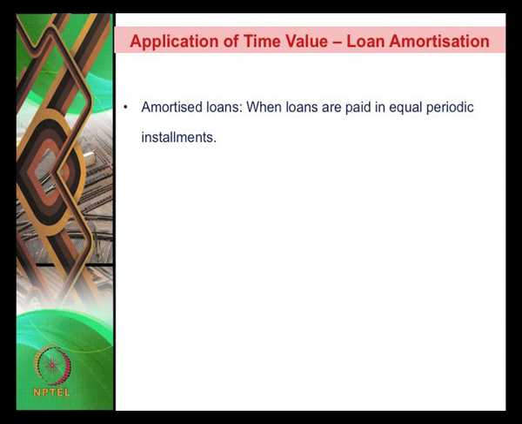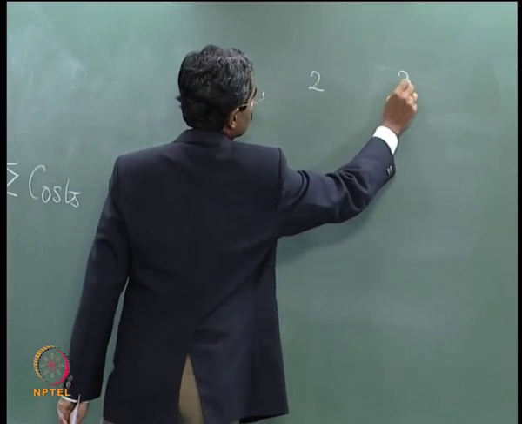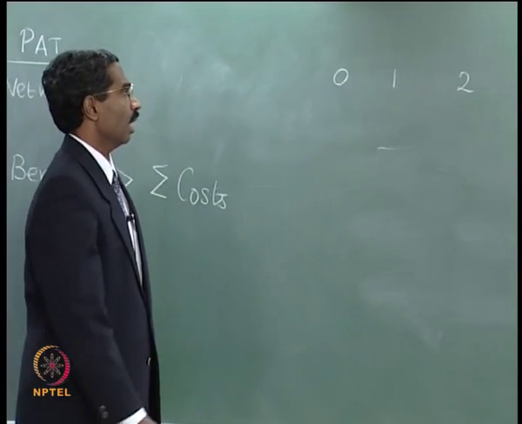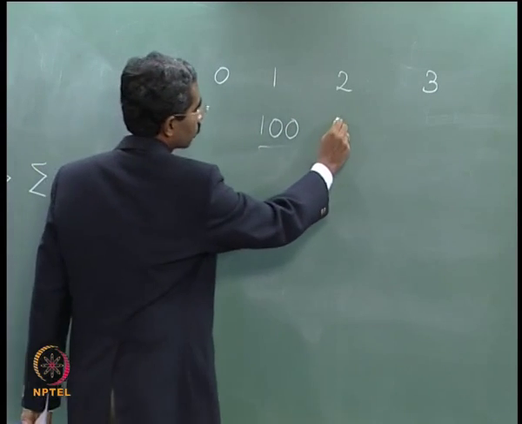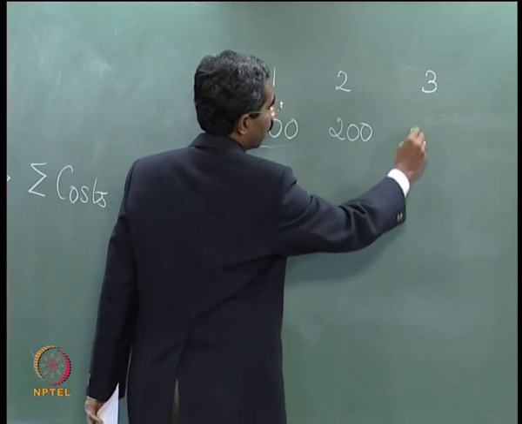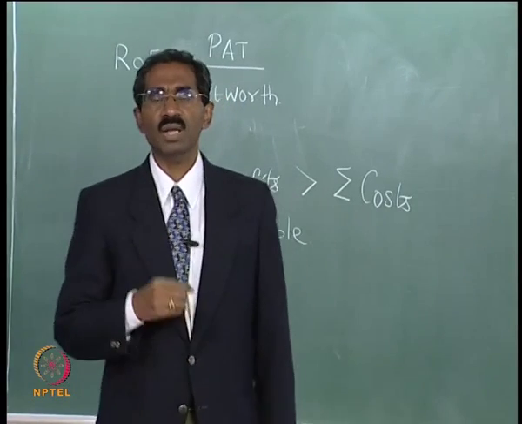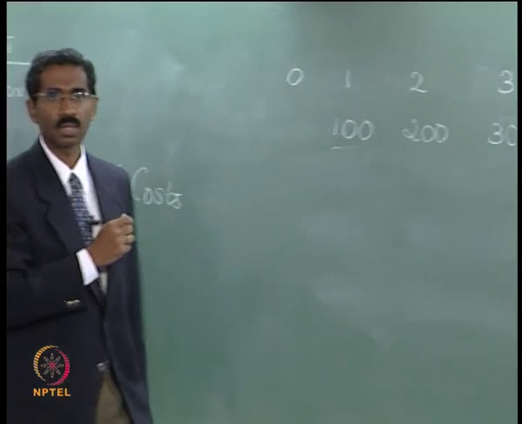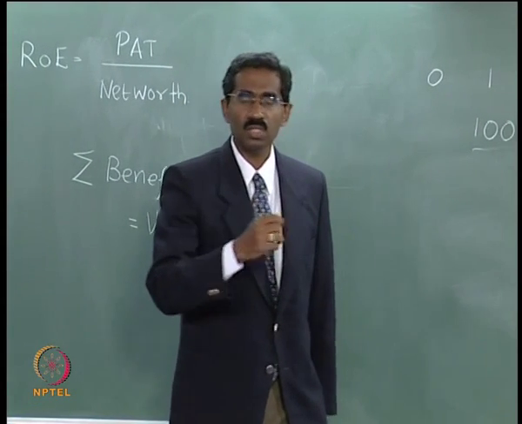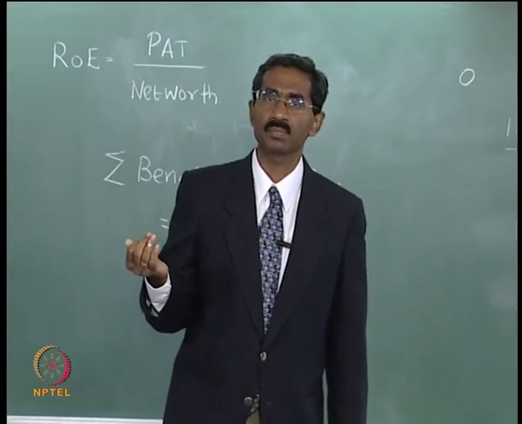So let us take a simple case. Let us assume that a project has the following cash flows: in year 1 the project gets a cash flow of 100, in year 2 it is 200, and in year 3 it is 300. So now we will have to calculate the sum of all the benefits, and we cannot directly add 100 plus 200 plus 300 simply because they are occurring at different periods in time.